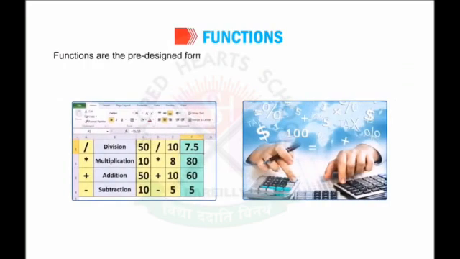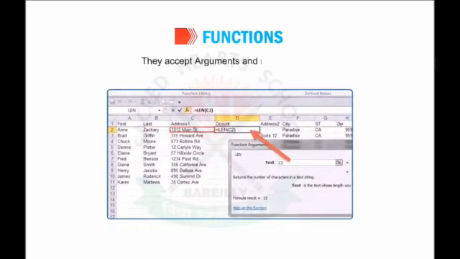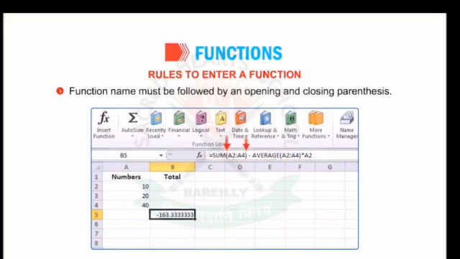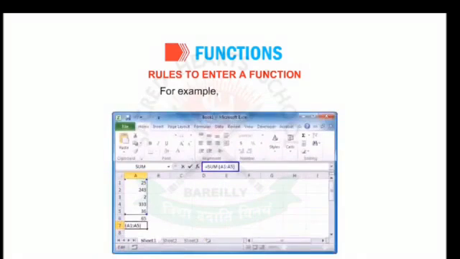Functions are the pre-designed formulas in Excel to perform both simple and complex calculations. Functions save time and eliminate the chance of writing wrong formulas. They accept arguments and return values. All Excel functions must begin with the equal to sign. Function name must be a valid Excel name, for example, SUM, AVERAGE. Function name must be followed by an opening and closing parenthesis. Arguments are enclosed in the parenthesis. For example, equal to SUM(A1:A5).